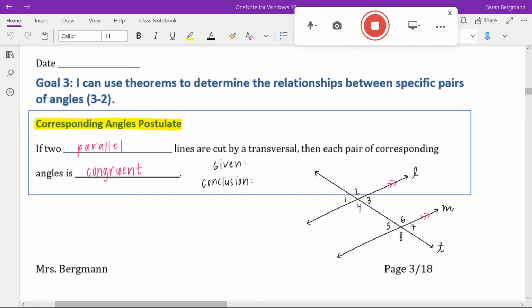Welcome back. The video today is all about parallel lines and special angle measures. Let's talk about the corresponding angles postulate first.